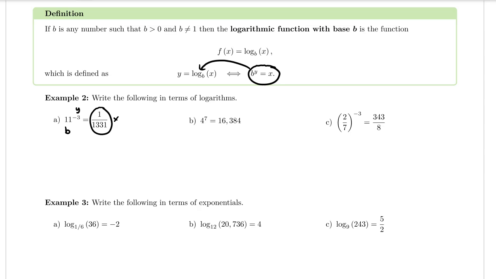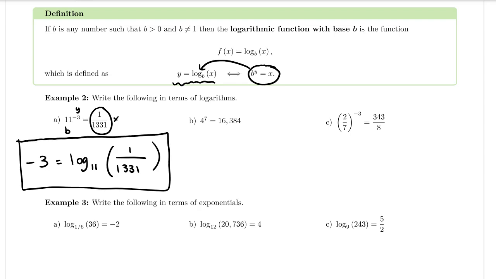So rewriting it here, we would say -3 is equal to log base 11 of 1 over 1,331. So this is the answer for part A. We've taken our exponential statement and rewritten it as a logarithmic statement.